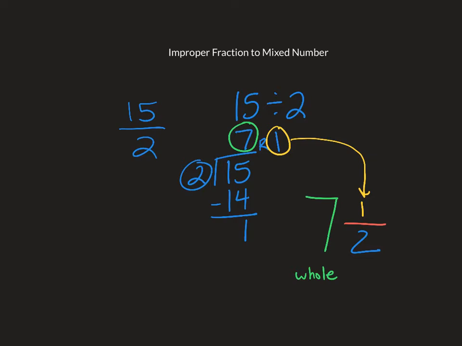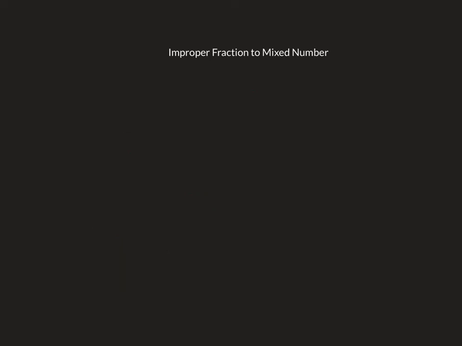So 15 halves is equal to 7 and 1 half. All we did, remember, was we divided the numerator by the denominator. When we did that, our quotient was 7. That became our whole. Our remainder was 1. That became our numerator. And our denominator was 2 because it stayed the same. Let's do another one, and then I'll let you try some.